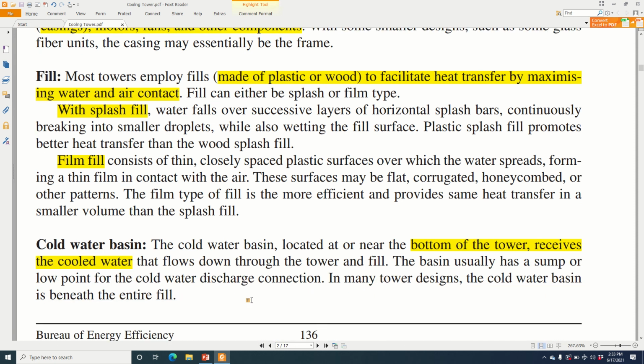The next component is the cold water basin. This is located at the bottom of the tower, and it receives the cooled water, and the cooled water is then recirculated to the plant. Its basic purpose is to collect the cold water and then send it to heat exchangers in the plant.